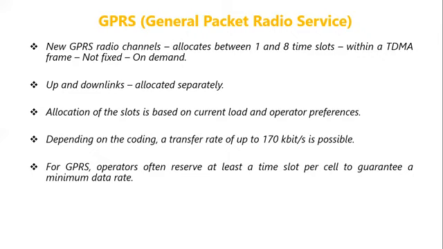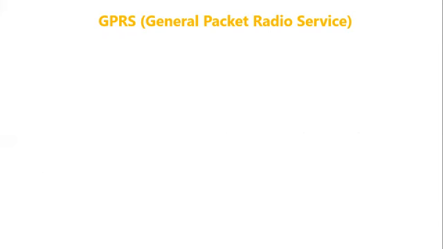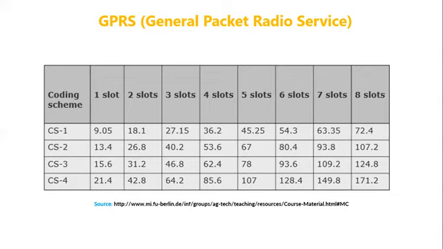GPRS service can also be used along with the conventional services. Now let us see the typical data rates that are available with GPRS. There are different coding schemes available like CS1, CS2, CS3, and CS4. Different coding schemes are used depending on the error rate of the channel and the error correction capabilities of the coding scheme.